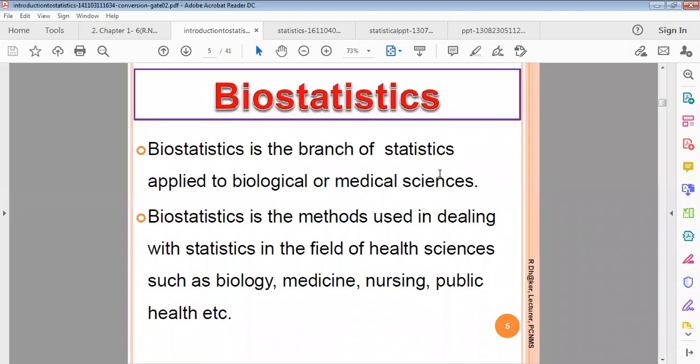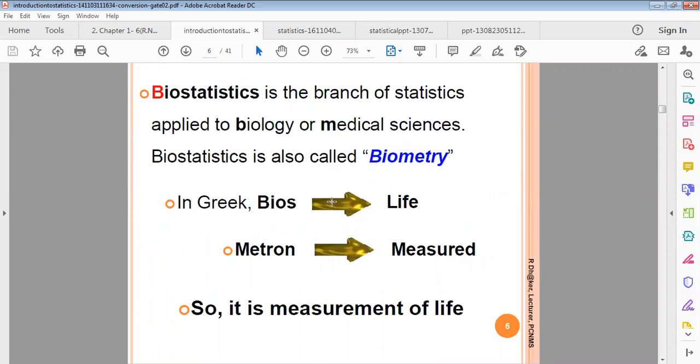So biostatistics is the methods used in dealing with statistics in the field of health science. Health science means medical science, such as biology, medicine, nursing, public health, etc. You must know these simple words. Biology, bio means life, life of knowledge. Biology, medicine, nursing, public health will deal with what? Biostatistics. So biostatistics is the branch of statistics applied to biology or medical science.